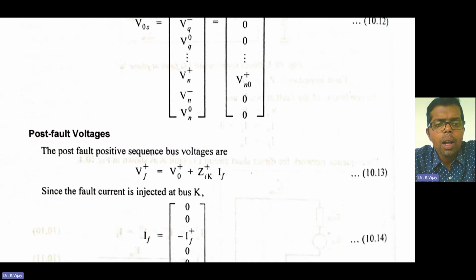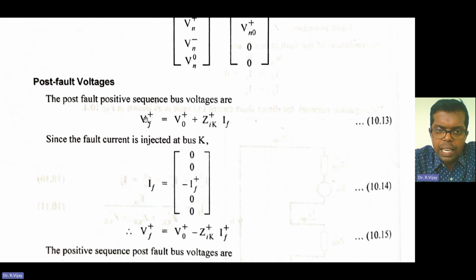Next, what is the post-fault voltage? The positive sequence bus voltage Vf positive is equal to V naught positive plus Zik positive into If. That is, the positive sequence voltage Vf is equal to V naught positive plus Zik, the impedance at the particular fault, into If. This formulation you already know.